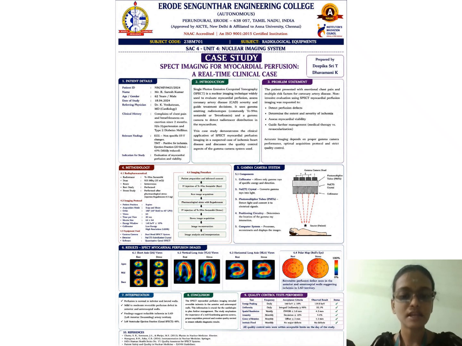Finally, to conclude, this case demonstrates the importance of SPECT myocardial perfusion imaging in detecting inducible myocardial ischemia. In this patient, the study identified a reversible perfusion defect in the anterior and anteroseptal regions. Therefore, proper patient preparation, radiotracer administration, image acquisition, reconstruction, interpretation, and regular quality control are essential for obtaining reliable SPECT results.